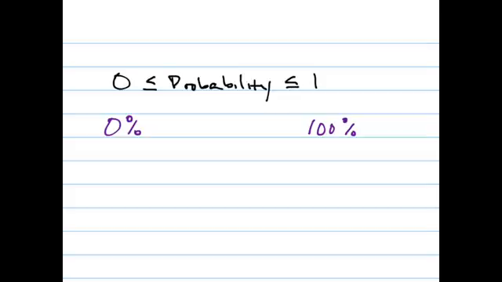Now, there's 2 types of probability, and really, probability only means one thing, but there's 2 ways of looking at it. There is theoretical probability, and then there's experimental probability.